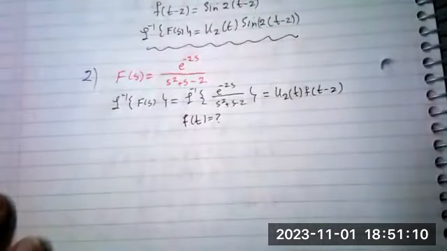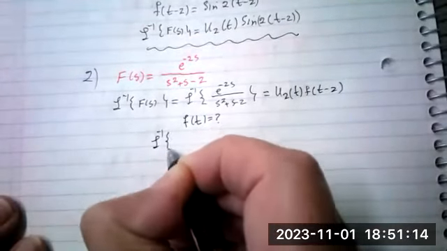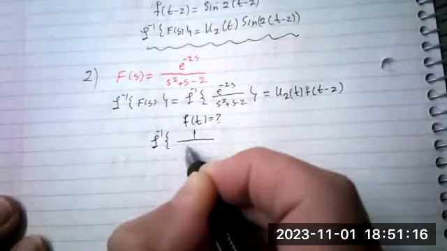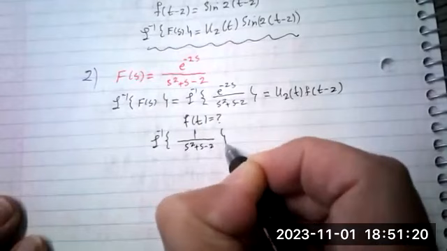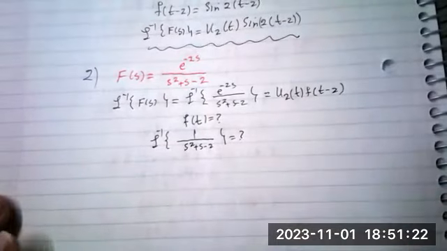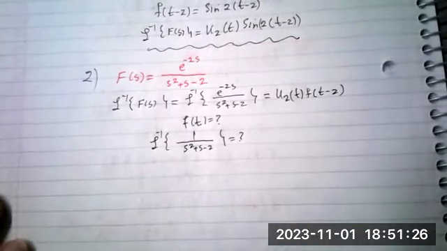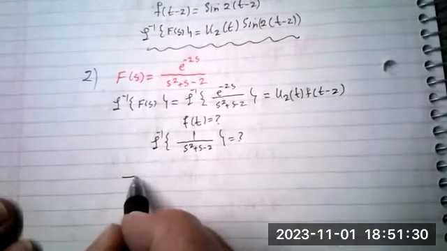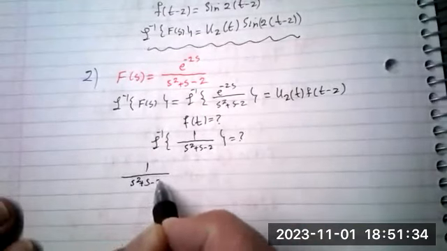To find f of t, we have to find the Laplace inverse of the leftover first. Then you change the t into the t minus 2. Yes, you have to use the partial fraction. So let's do the partial fraction. It's 1 over s squared plus s minus 2, factor it.